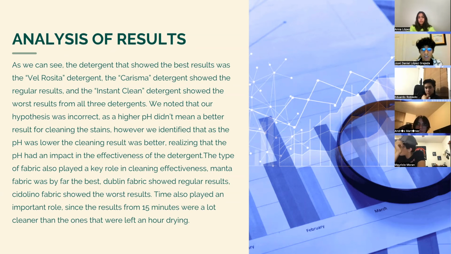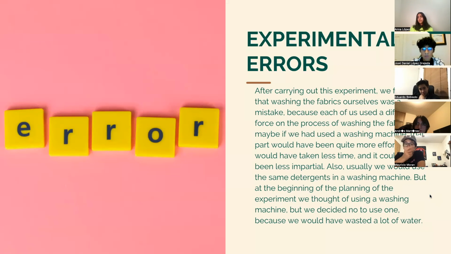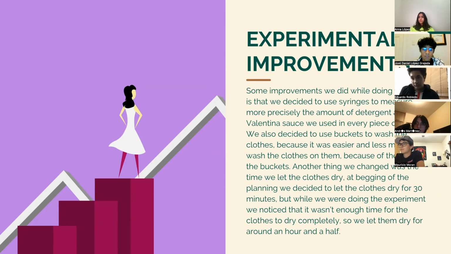Finally, the time also made a difference between both experiments. We think that one mistake we made was that we washed the fabrics ourselves. Each of us used a different amount of force, so that could have made a little difference. We talked about using the washing machine, but it also meant a lot of wasted water. Some improvements we made were that we used the adequate tools, like syringes, to get similar conditions. Also, we used a bucket of water, so we could do the washing of the clothes more easily.